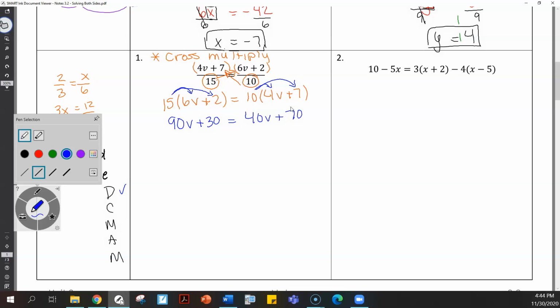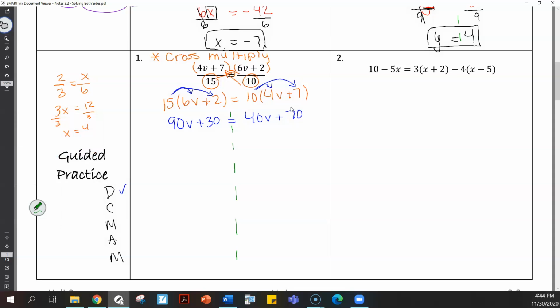Next, I want to combine like terms. So I'm going to check over here on the left. I have a v and a constant. I can't combine either of those, so that's going to stay the way it is. On the right side, I've got a v and a constant. I can't combine either of those, so that's going to stay the way it is. Even though I have a v over here and a v over here, or a constant over here and a constant over here, they're not on the same side, so I can't combine them in this step. I don't have anything to combine here, but I did check it, so I can move on.